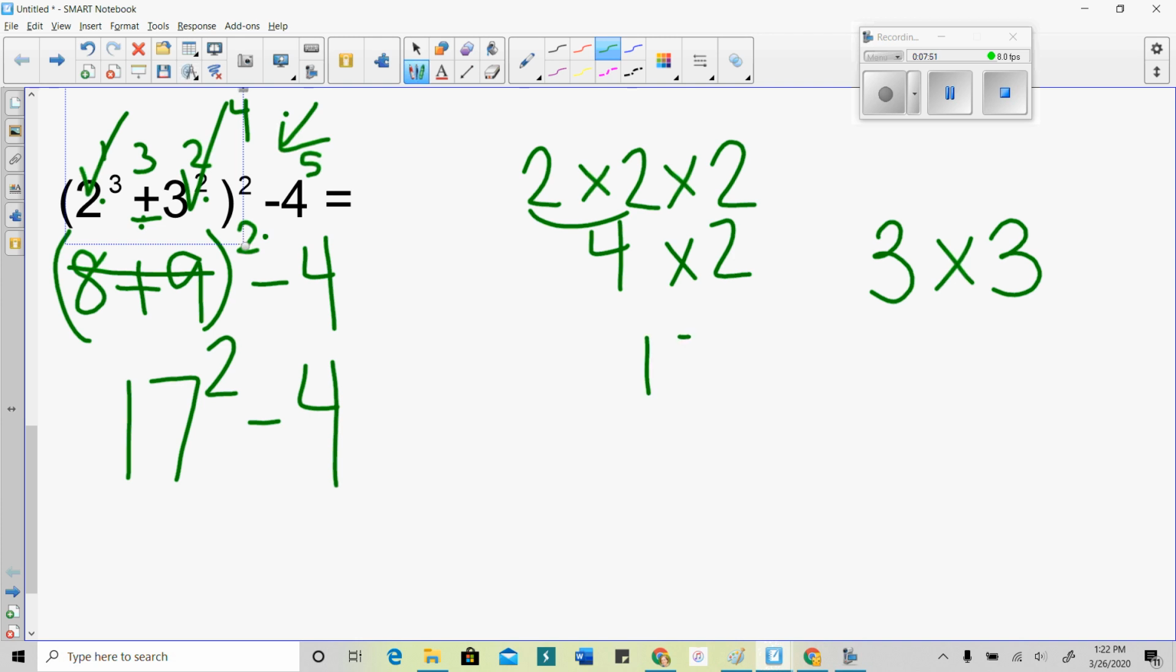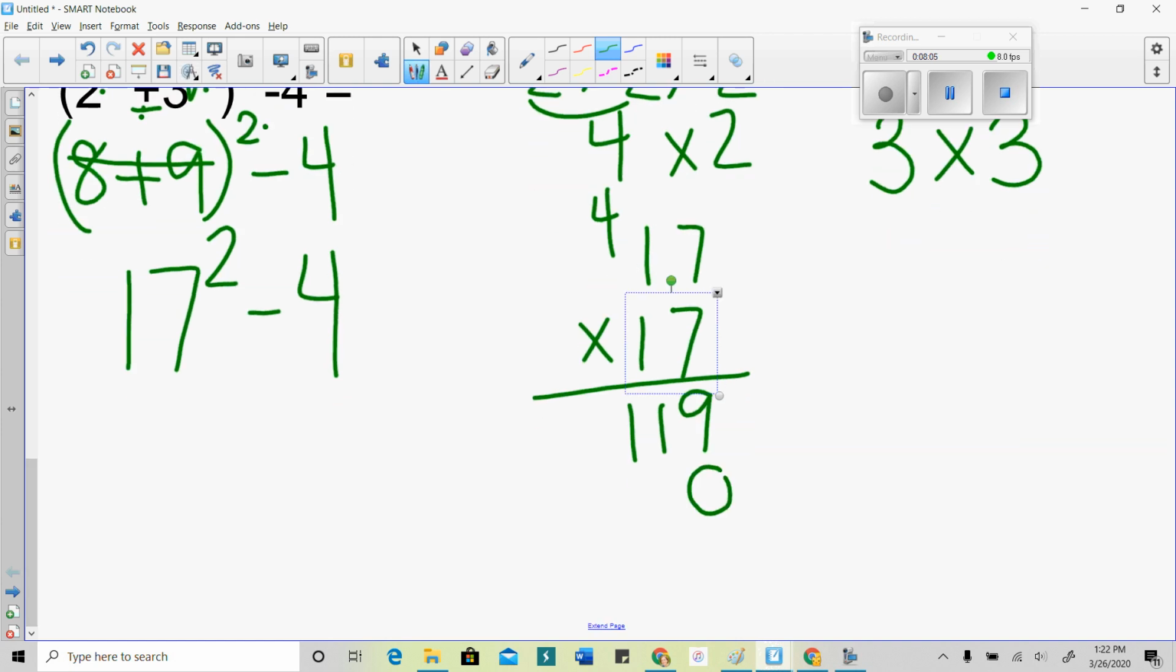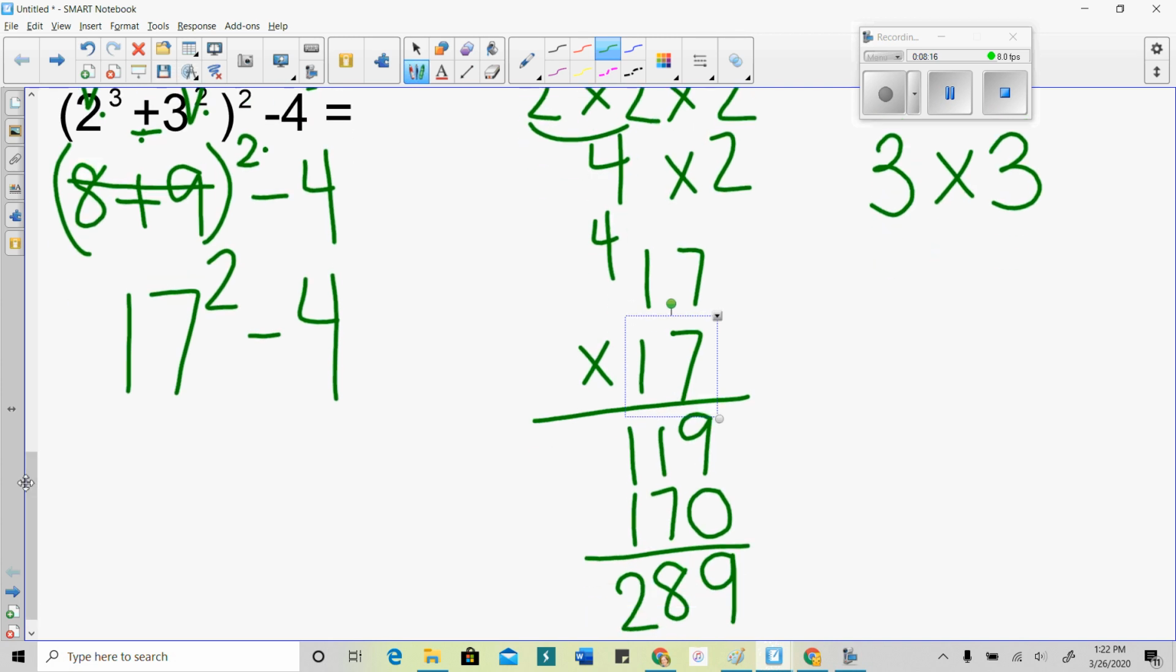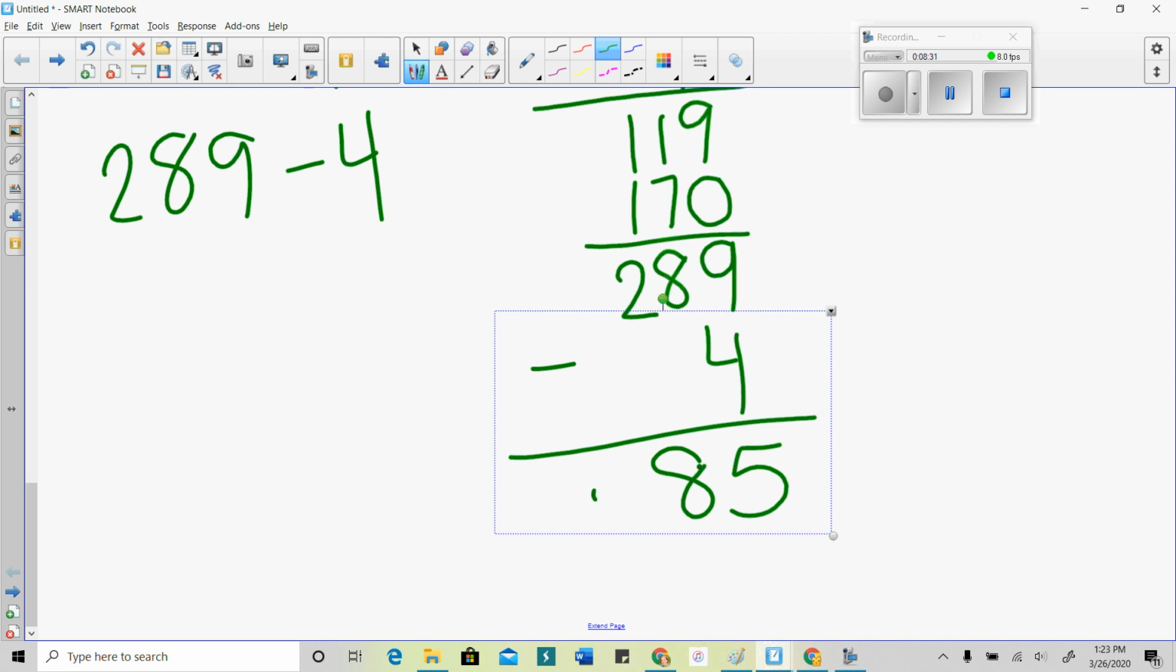Well, 17 squared means 17 gets written down 2 times, and it's going to multiply by itself. So 7 times 7, we've got 49. 7 times 1 is 7, plus 4 is 11. Now, before I move over to my next place, I need to put a 0, and 1 times 7 is 7, and 1 times 1 is 1. So this is 9, 8, 2. So 289. Now we do have one last step. We've got to subtract the 4, and then we will be done. Okay, so minus 4, and we end up with 5, 8, 2.